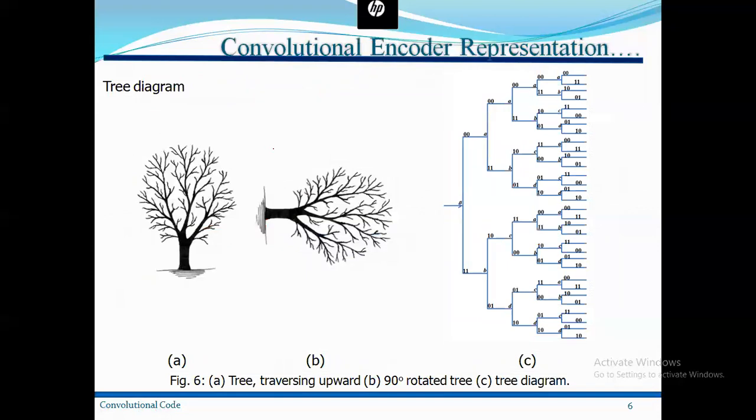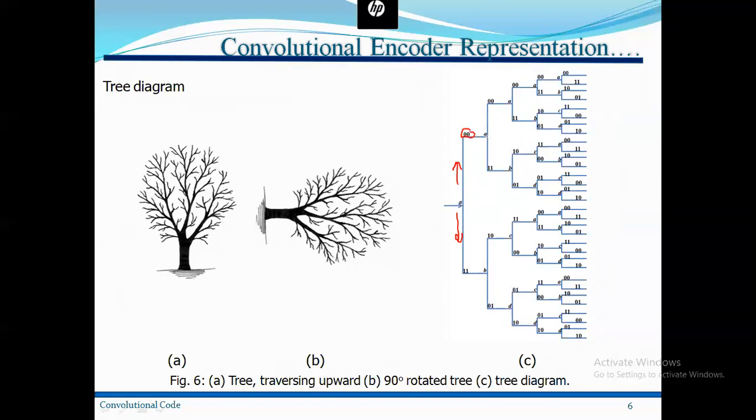There is a tree diagram representation as well. The tree diagram representation elaborates more clearly what is going on with the message. If we have a 1 input, we go down. If we have a 0 input, we move up. And that is, in fact, the output. That represents the output of the coder.